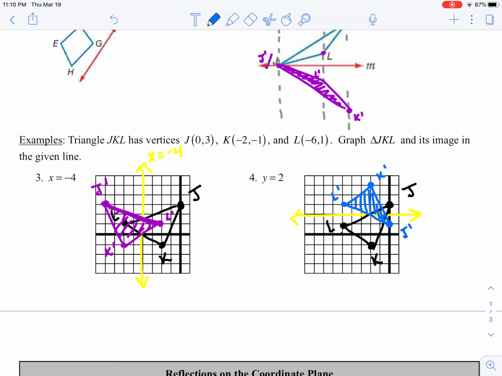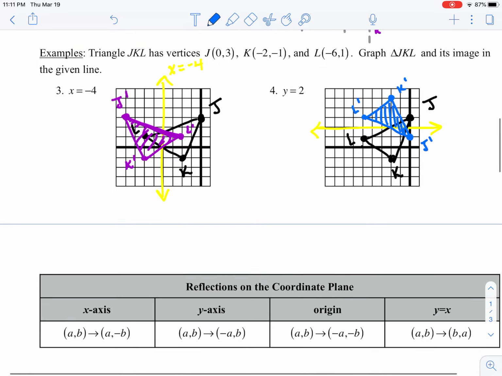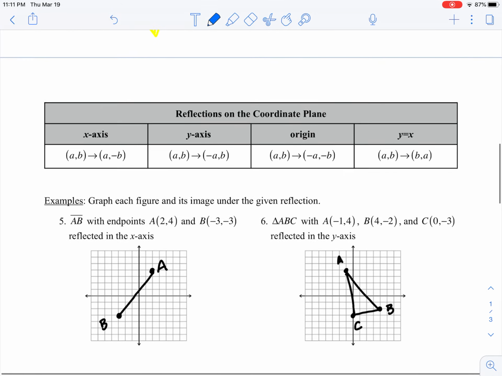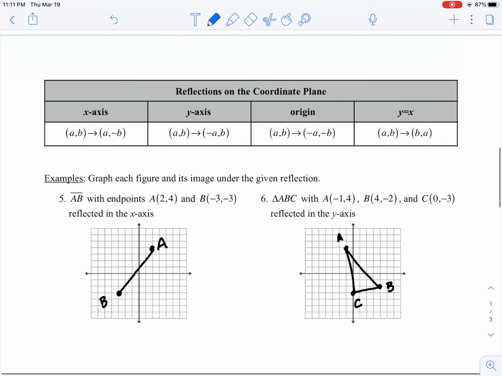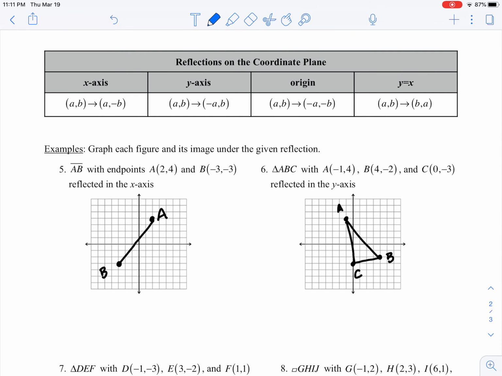On the back side of your notes, we're going to look at a couple of the special cases of reflections on the coordinate plane. So when we flip over just kind of any line, we use that method of measuring the distance from each individual point to the line of reflection. But there are certain shortcuts that we can take depending on what we're reflecting over. The 4 shortcuts at the top of the paper here talk about the reflections over the x-axis, y-axis, origin, and y equals x. Let's look at each of them individually as they correspond to some of the examples.